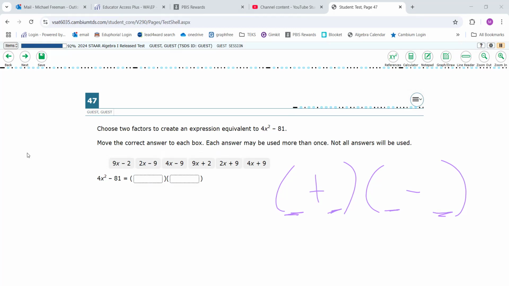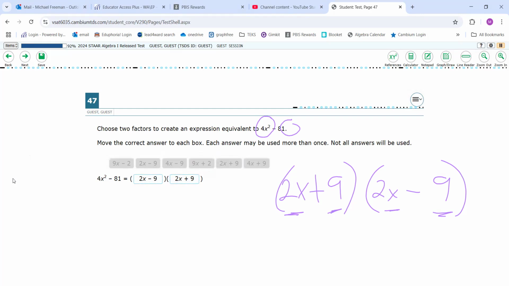So I have to figure out, well, 4x squared, what number times itself equals 4x squared? Well, 2x. 2x times 2x is 4x squared. And what number times itself is 81? Well, 9. 2x plus 9 and 2x minus 9. Well, we have those. Those are two of our options. 2x minus 9 and 2x plus 9.